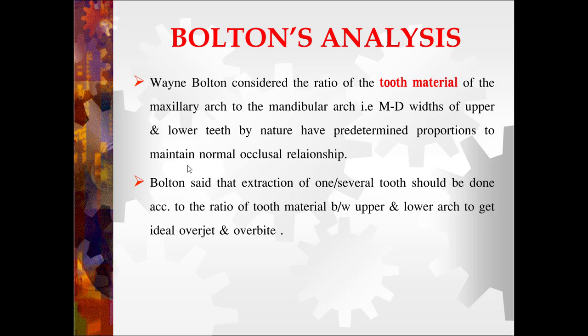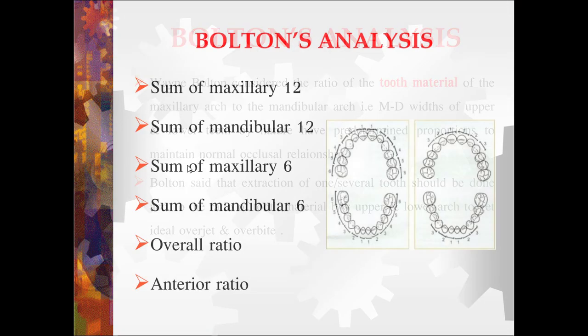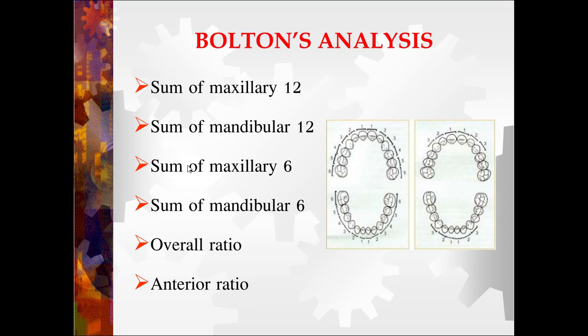Bolton said that extraction of one or several teeth should be done according to the ratio of tooth material between the upper and lower arch, to get ideal overjet and overbite. The values required are the sum of maxillary 12, that is, the mesiodistal widths from the first molar on one side to the first molar on the other side. Same for the mandibular arch.